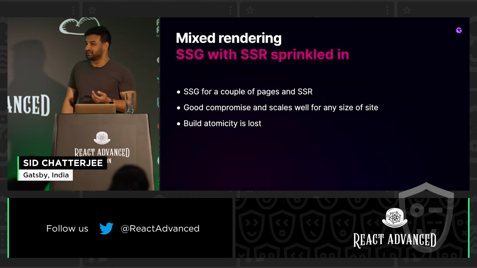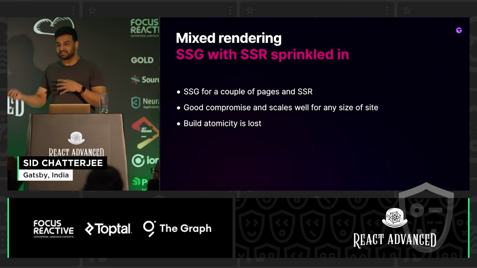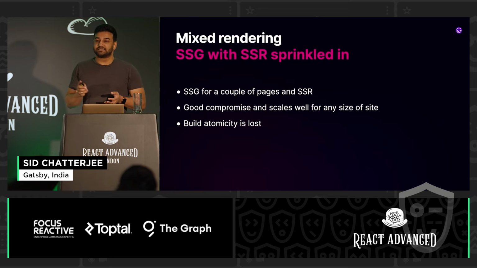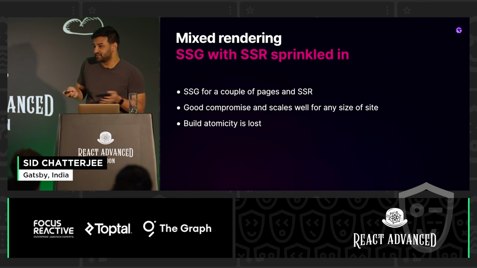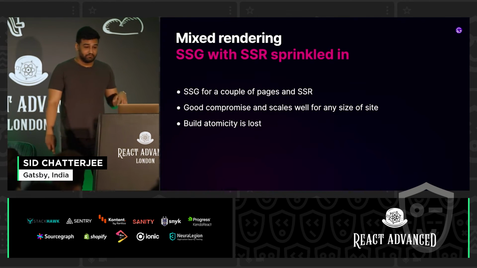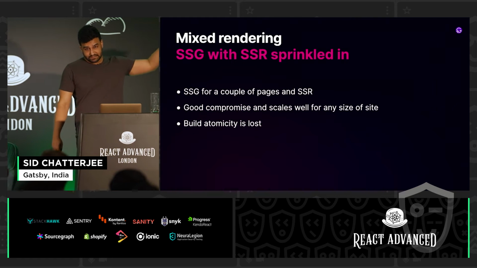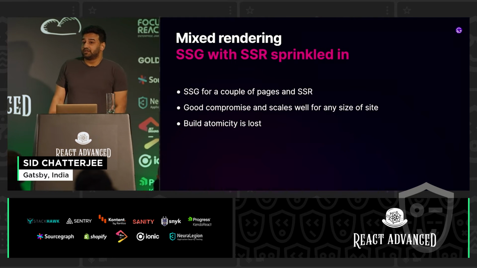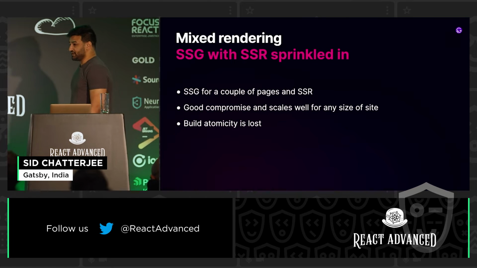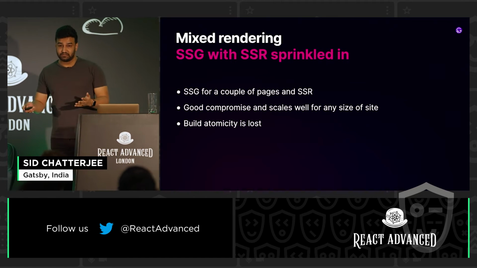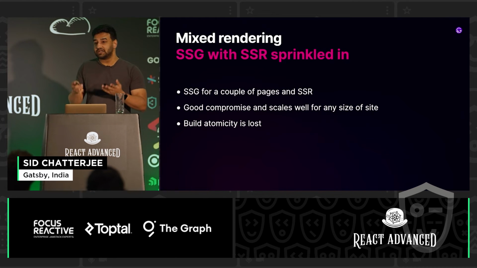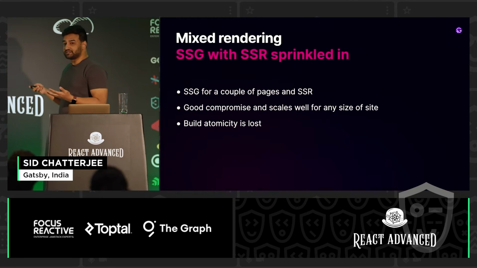But the moment you mix in SSG with SSR, you have a whole new set of problems. With SSG, it's great for a couple of pages. So let's say you build your home page statically because it doesn't change that often. And in our example that we were talking about for a while now, your product pages are being generated via SSR. It's a good compromise. It scales well. Right? Your builds don't take 2 hours anymore. But you lose out on build atomicity.